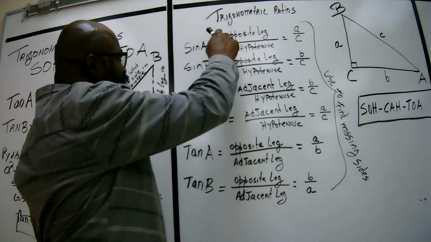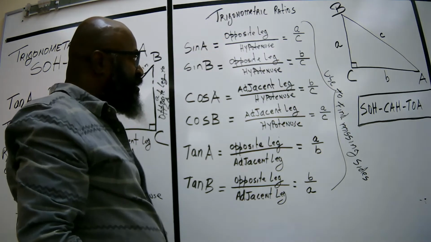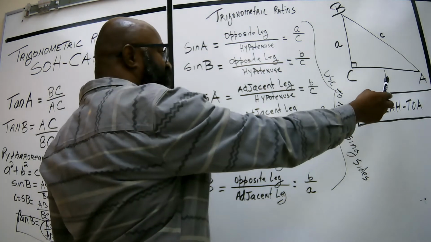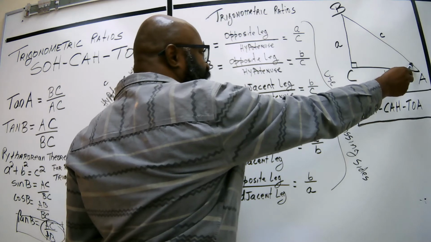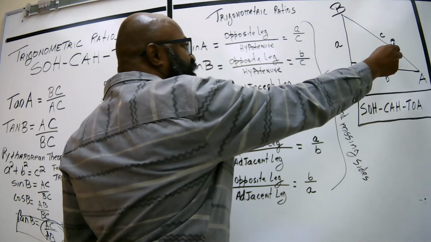So those are your trig ratios. Refer to this angle. Sine of A: when you map A, this becomes the opposite and this becomes the hypotenuse.